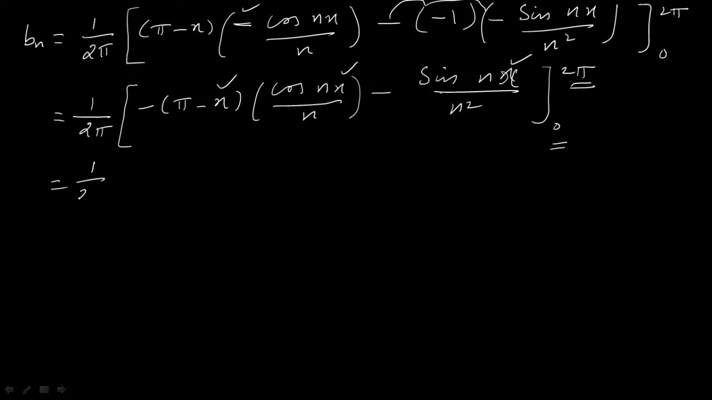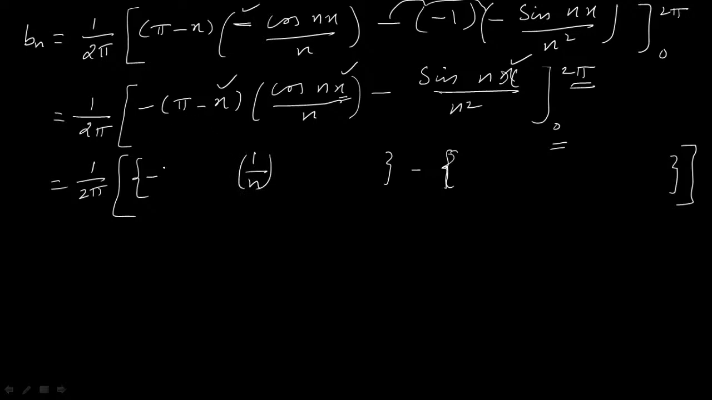So 1 by 2 pi. As usual, put a big parenthesis which covers the entire term. Within that you have two sub parentheses, upper limit minus lower limit. Okay. So let me now first substitute the upper limit. Look at the cosine term first. If you replace x by 2 pi, cos 2n pi. You know the value of cos 2n pi, that is plus 1. Am I right? So 1 divided by n.